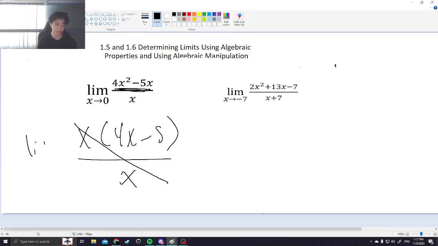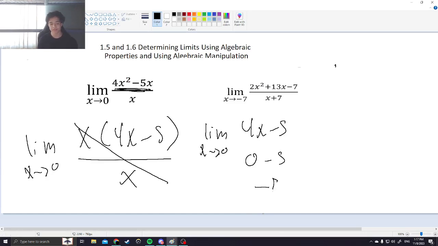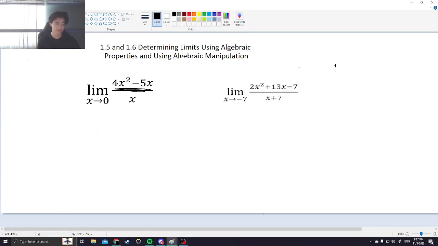Oh, I should have written a limit over here. You always have to write your limit on all the steps, or you're going to fail calculus. So you cancel out the x's, and then you just have limit as x approaches 0 of 4x minus 5. And once you have this, then you can just substitute and plug it in, and you get 0 minus 5, and your answer is negative 5. So you have to factor it first, and then you can substitute it in and get your answer. So for this one it's negative 5.